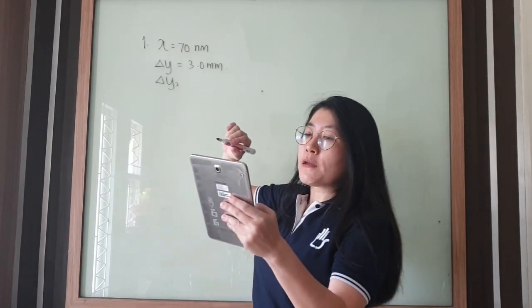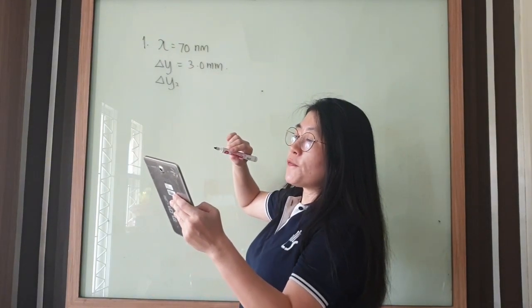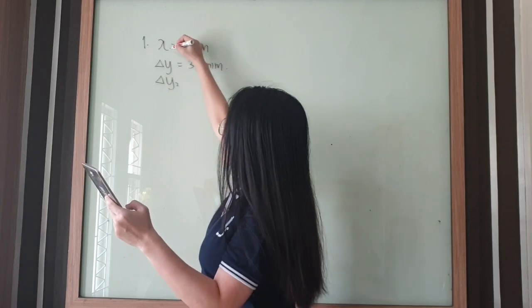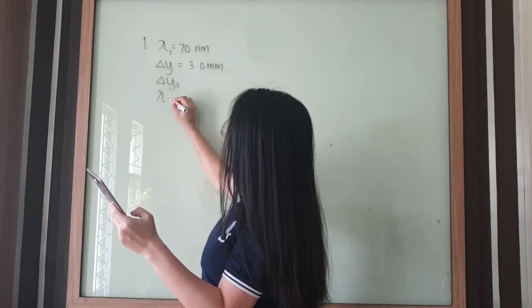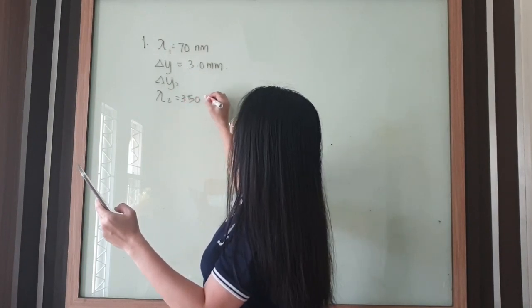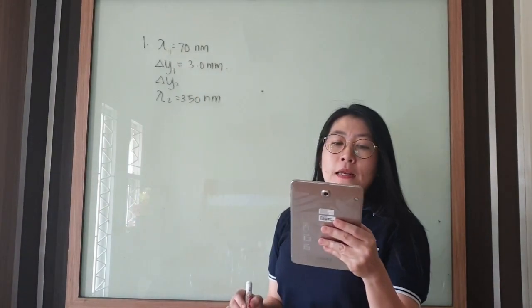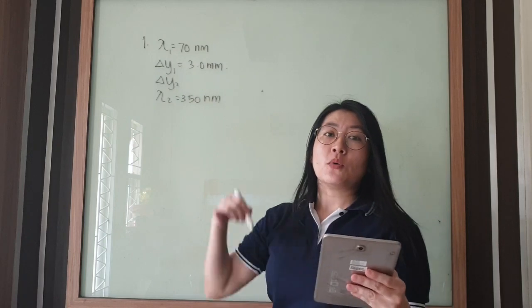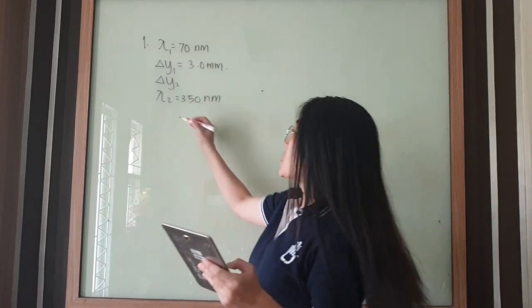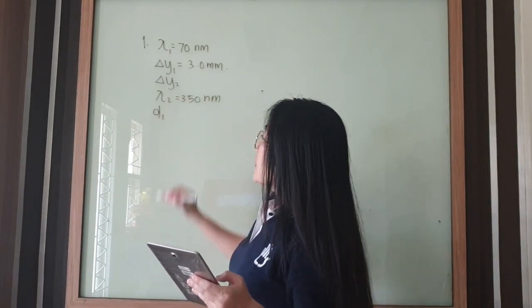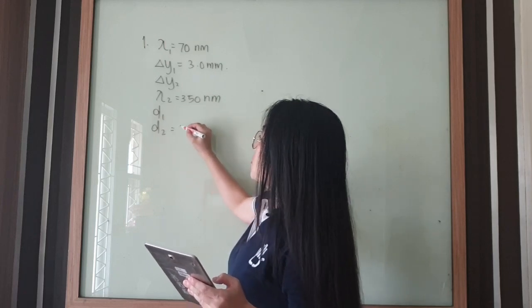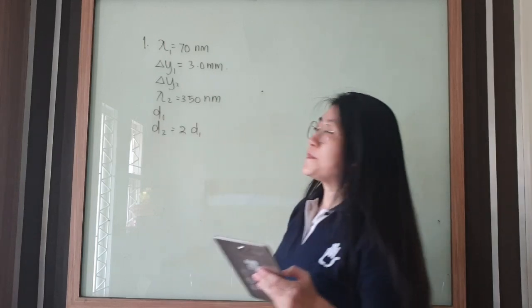When light of wavelength 350 nanometers is used, so this is lambda 1. Given lambda 2 is 350 nanometers, and this is delta y1. And the slit separation is double. So we assume that the slit separation was d1. Now d2 is equal to twice d1.